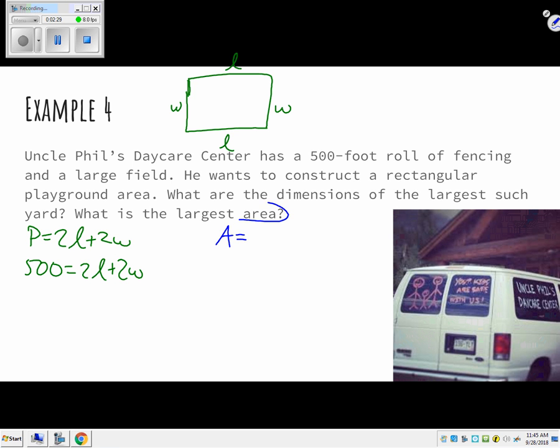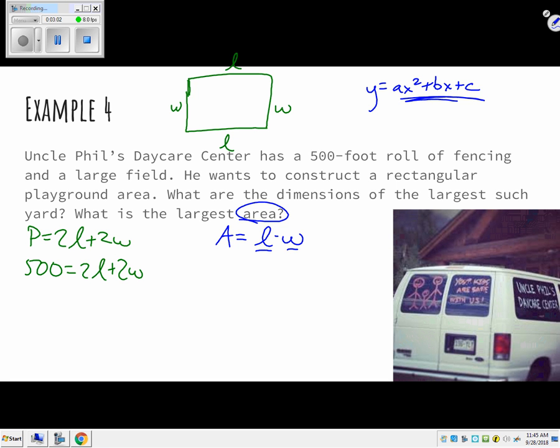Now, it's asking about area. Okay. So to find the area of a rectangle, that's just going to be my length times width. Now the problem with this is that yesterday, we always had y equals ax squared plus bx plus c. The only thing on this right side were x's. Well here, I have an L and a W on the right side of the equation. I want to have only an L or a W.